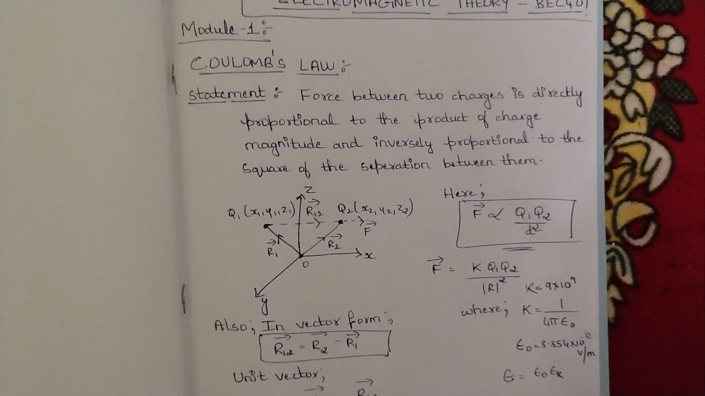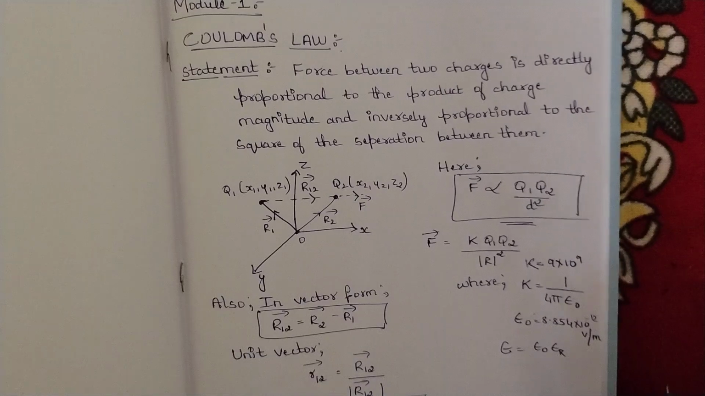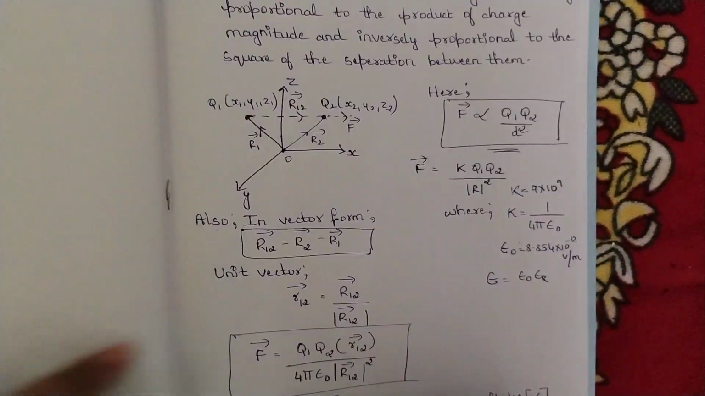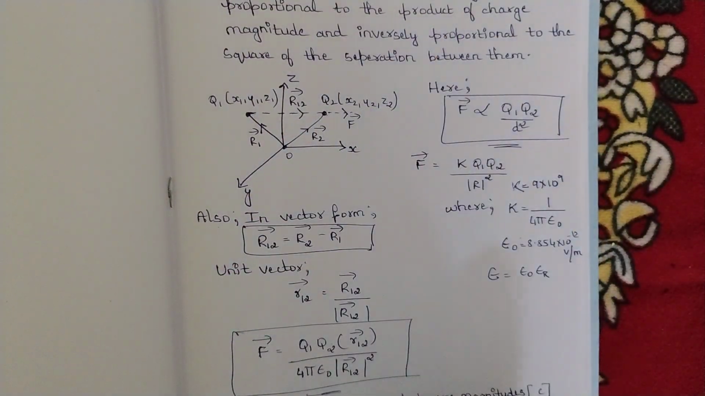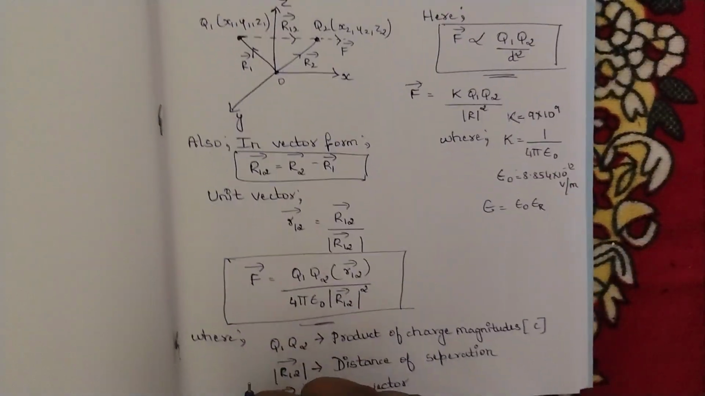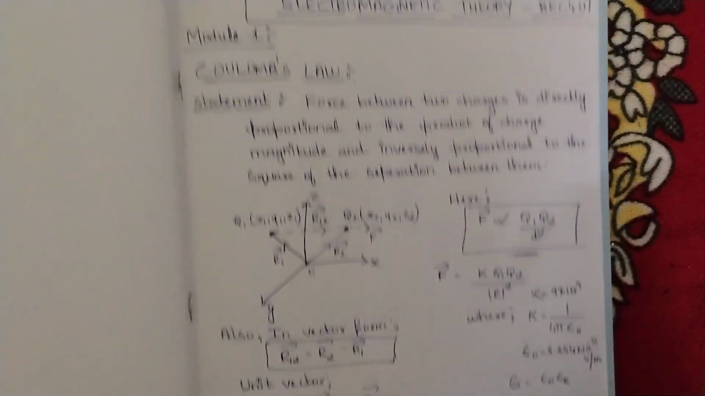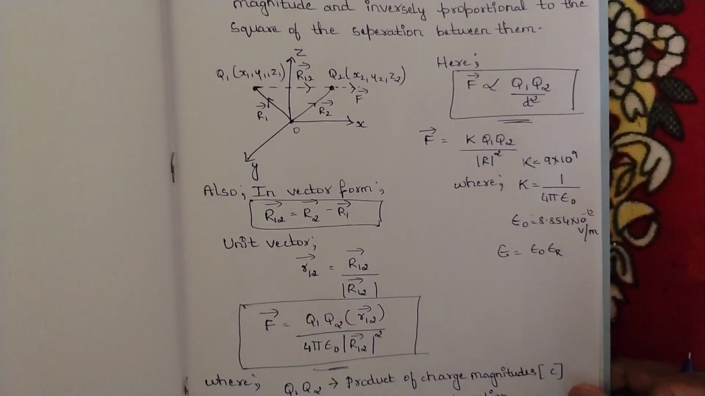So in brief, they would be asking this for around 6 to 7 marks. The complete statement carries 1 or 2 marks, the figure illustrating the statement and the equation based on the statement and some of the important parts. If you write this much, you would be getting around 6 to 7 marks. So this was about Coulomb's law. Please go through it.